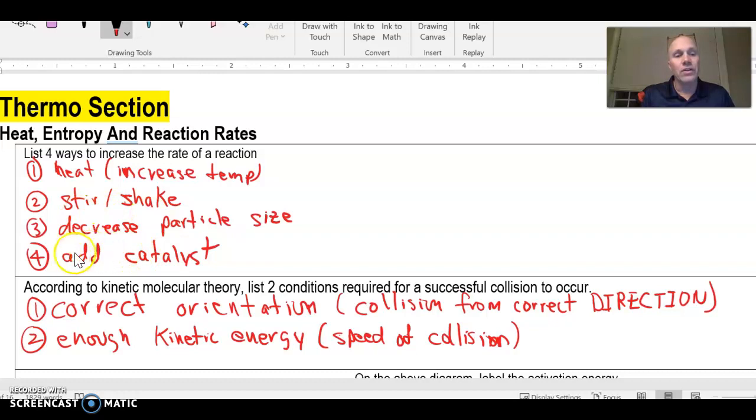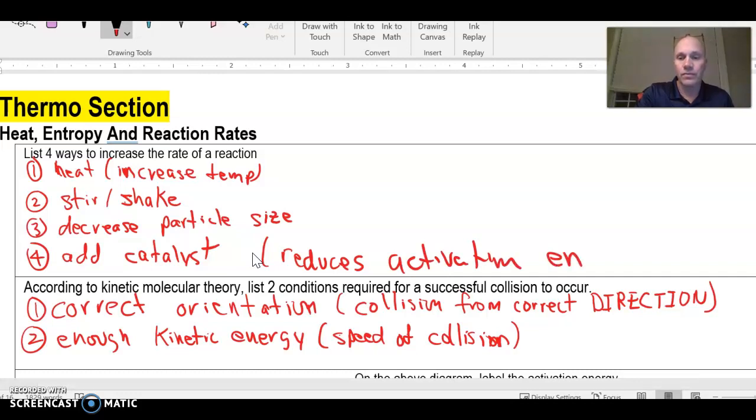The last thing that you can do is add a catalyst. And again, what a catalyst does is it reduces the activation energy. We're going to talk a little bit more about that in a later section here.